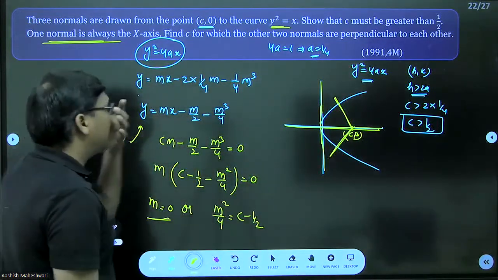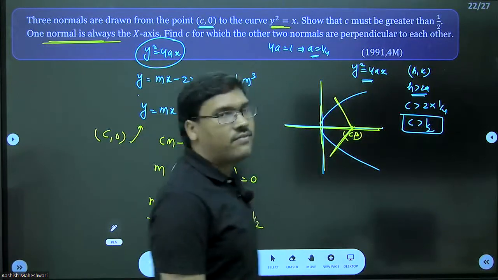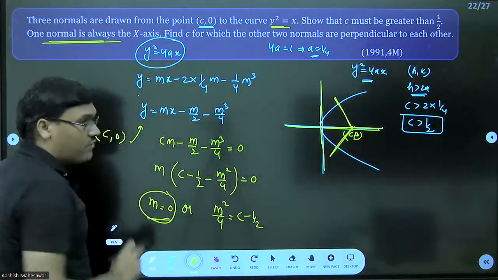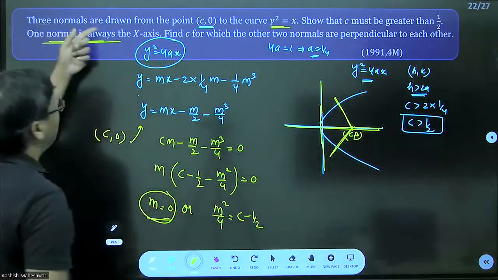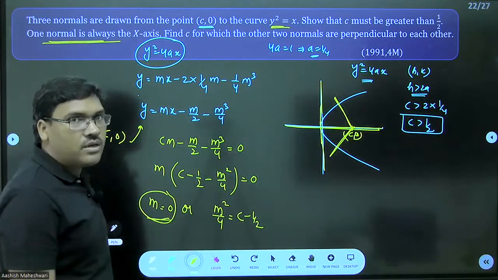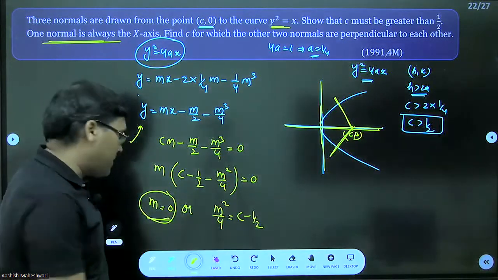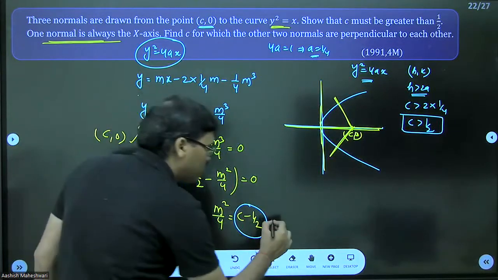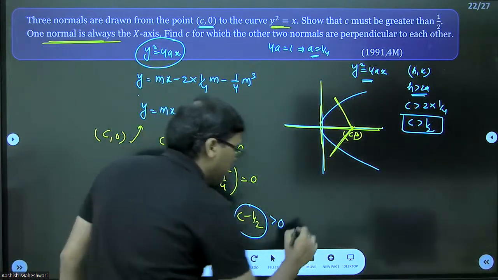Now the second condition is to show that c must be greater than half. We get one normal from m is equal to 0. I want two more normals because we are drawing three normals. That means you should get two real values from this also. Now how will you get two real values from this? You can clearly see m square, that means this quantity should be positive, that means this should be greater than 0. So what does this imply?